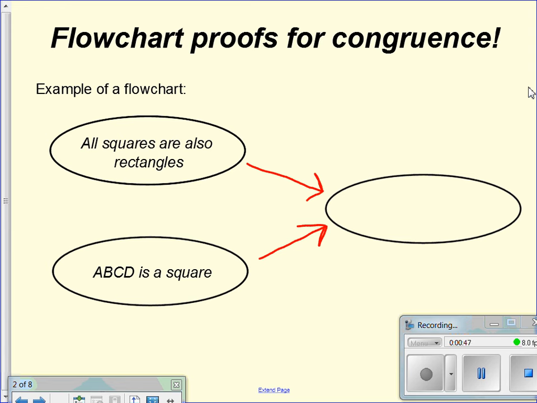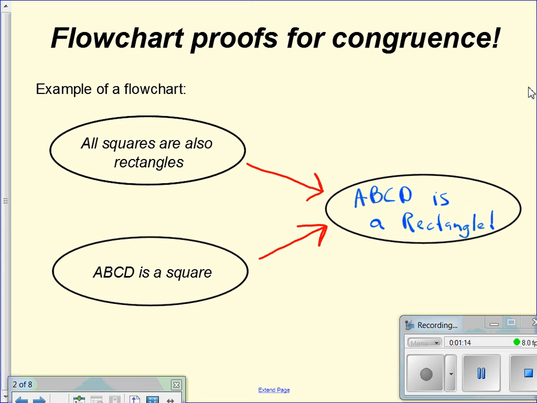These two pieces of information come together and can tell me a third thing. That third thing is that, well, I know that all squares are rectangles, and I know ABCD is a square, therefore ABCD is a rectangle. Okay. So this is an example of a flowchart.